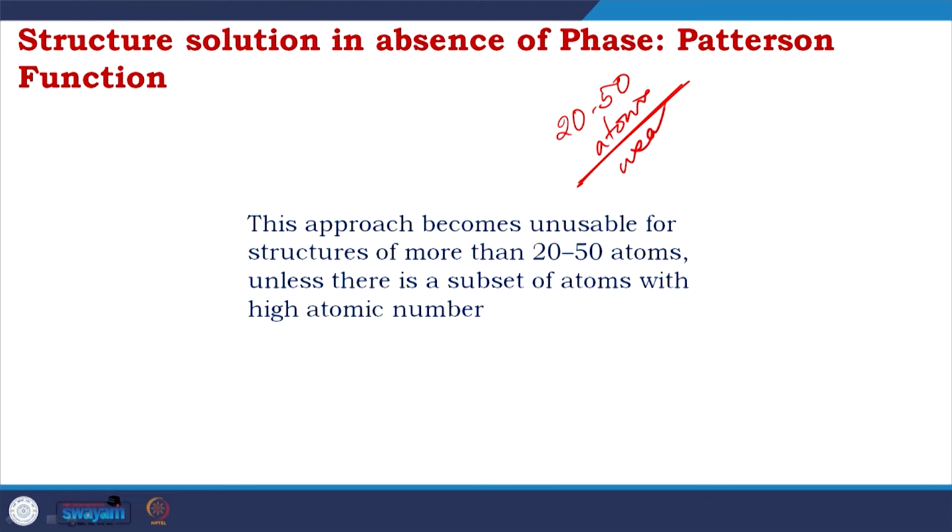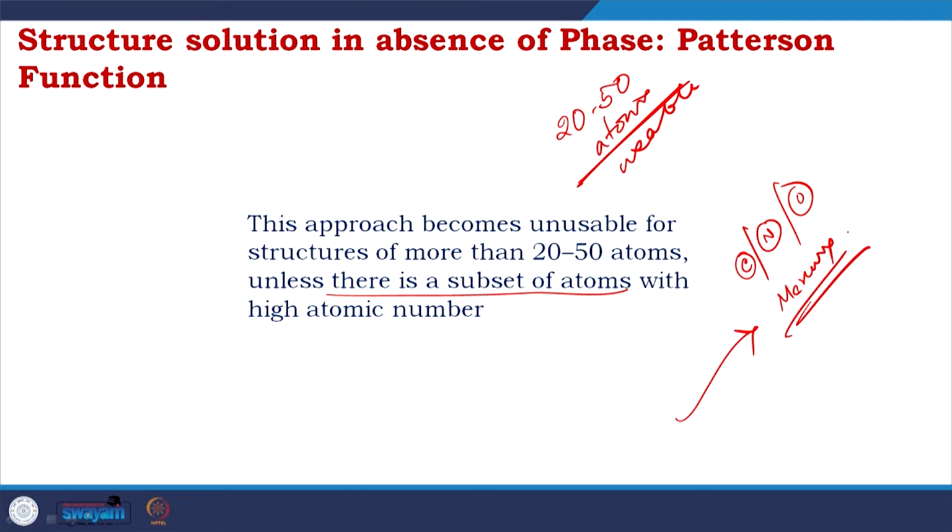So for structures of 20 to 50 atoms it is usable, but this is one part. The second part is, unless there is a subset of atoms with high atomic number. So, in protein, if you remember, and I will talk about this, there is carbon, nitrogen, oxygen. Now, if you put in a mercury, the intensity is much higher. So you have a chance of using it. You get it? That is one of the key factors.